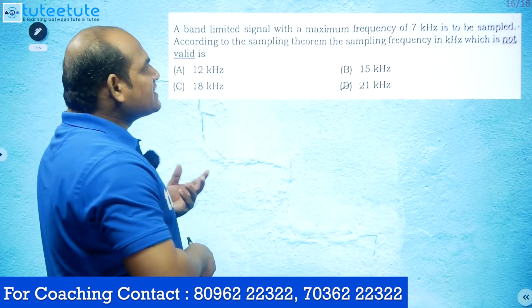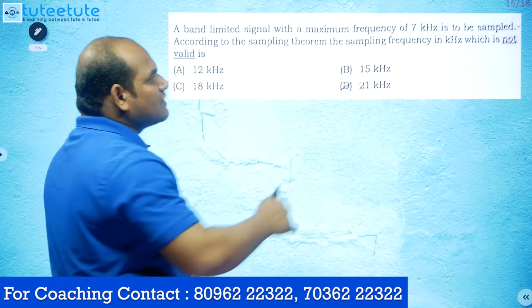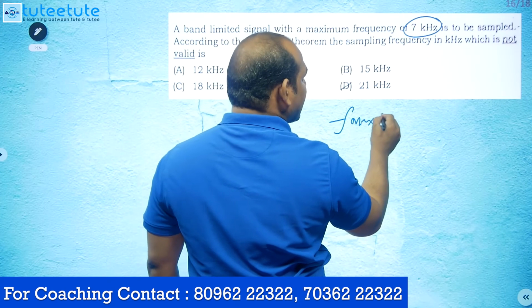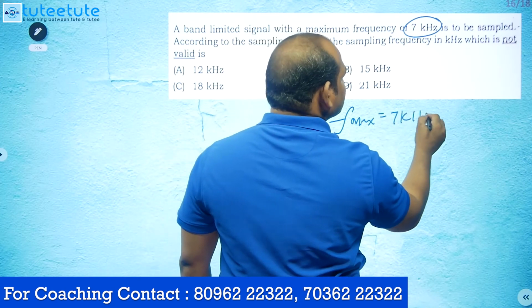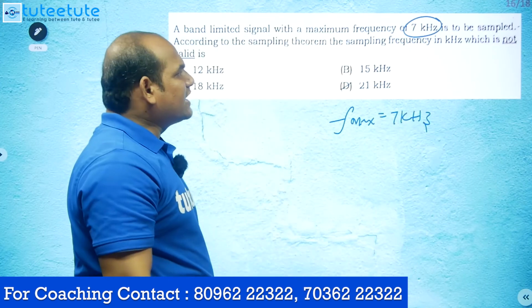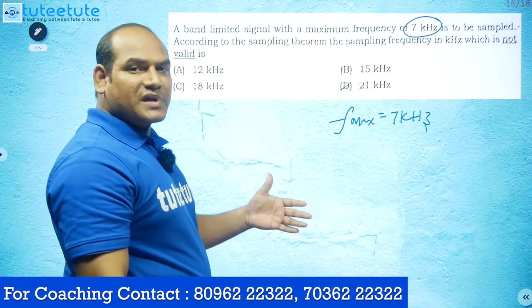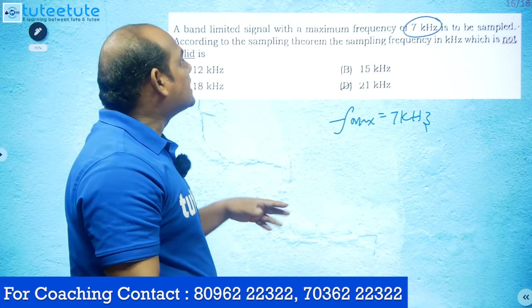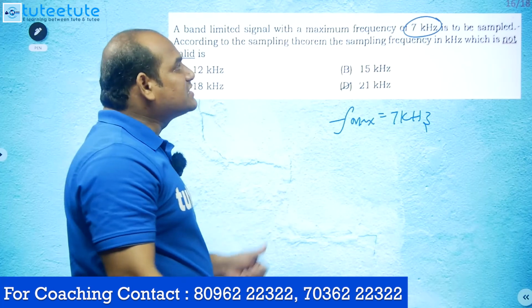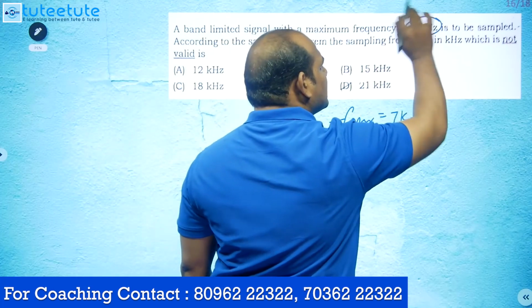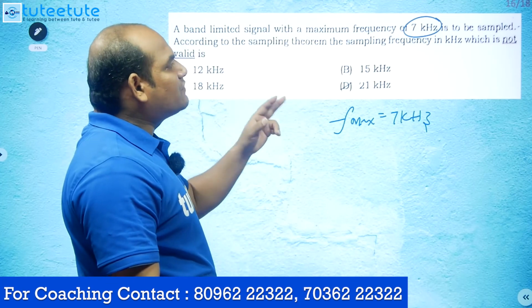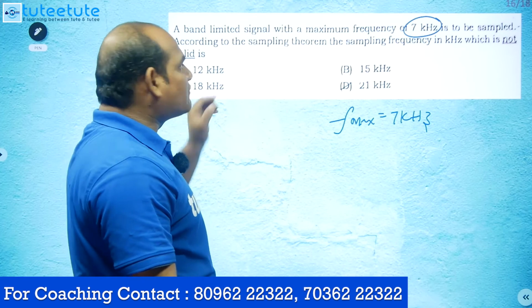Next, a band limited signal with a maximum frequency of 7 kilohertz. Maximum frequency they have mentioned as 7 kilohertz to be sampled. That means here to get the discrete signal, some sampling process has been done on the continuous signal, and that continuous signal is having the maximum frequency of 7 kilohertz. Then according to the sampling theorem, the sampling frequency in kilohertz, which is not valid.